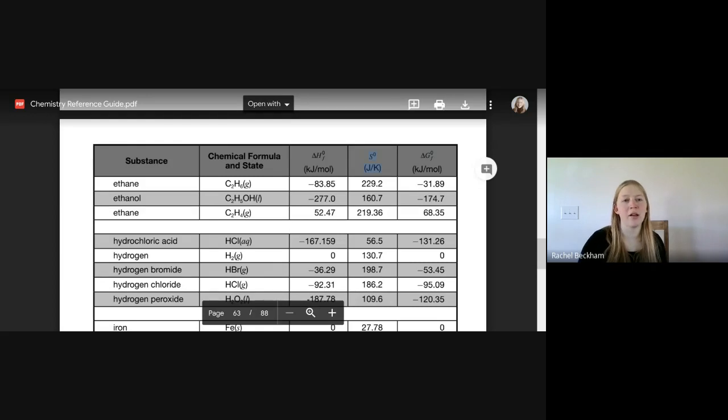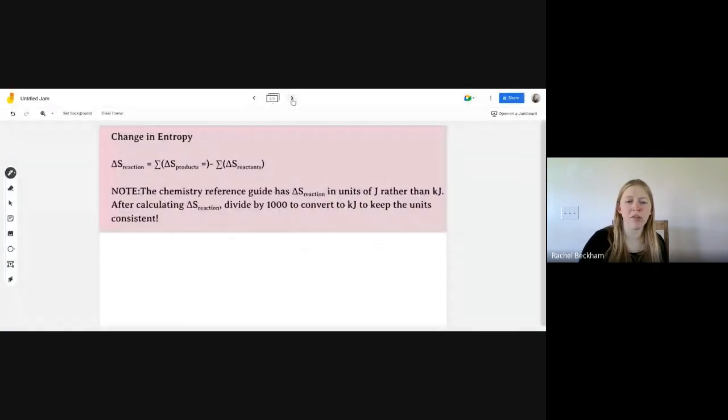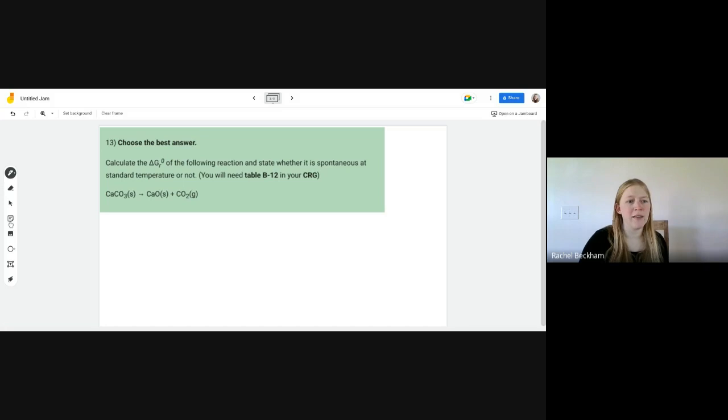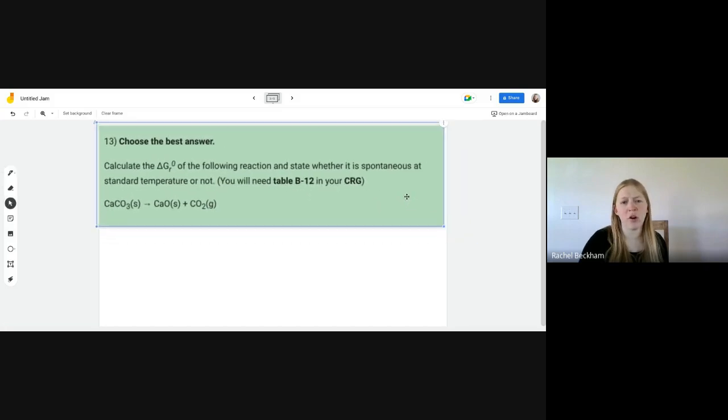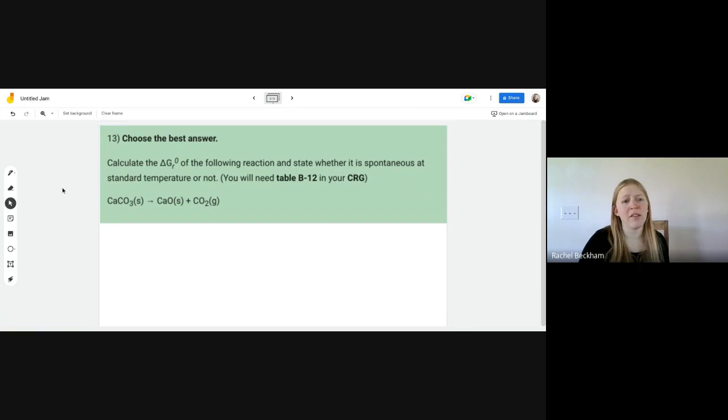And yeah, there really are only two math problems here. And so that's the great news. Let's look at this one first. It says, calculate the delta GR of the following reaction and state whether it is spontaneous at standard temperature or not. So the temperature here is standard. And so we can use the easy equation where it's just the sum of G products minus the sum of G reactants.